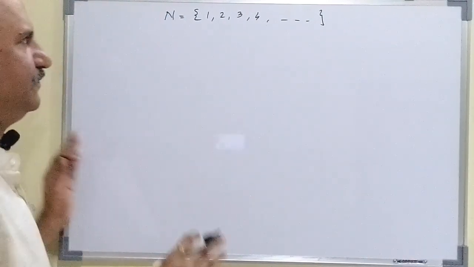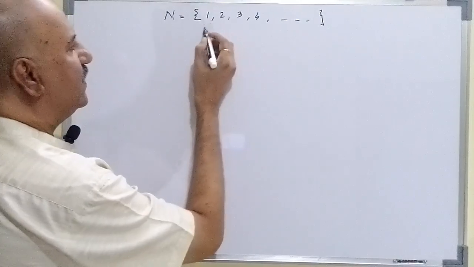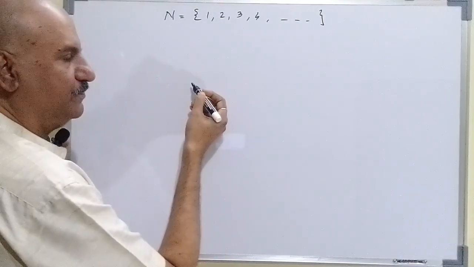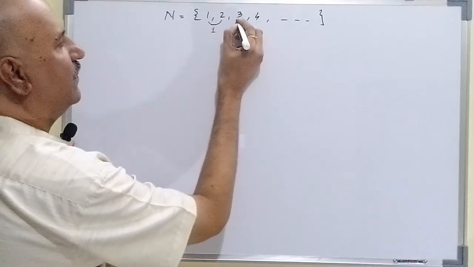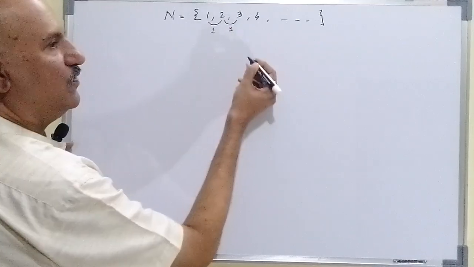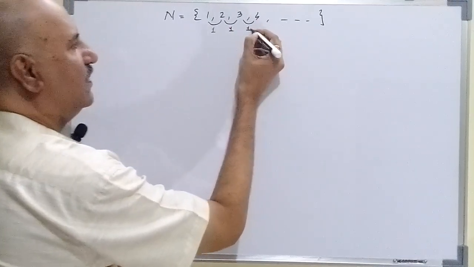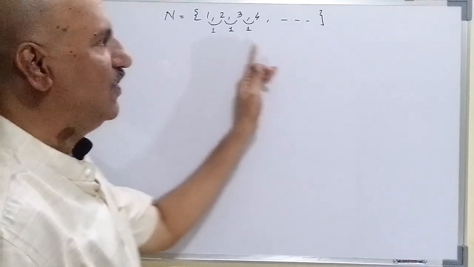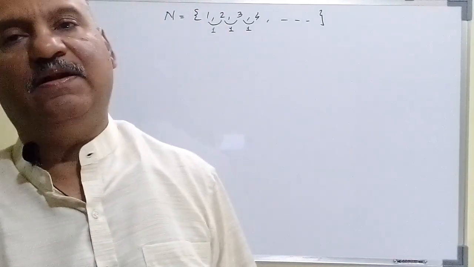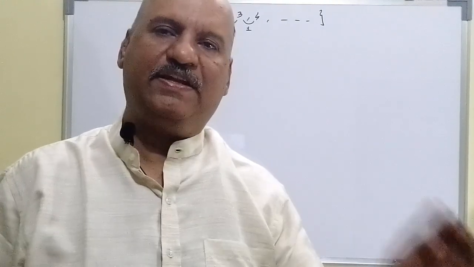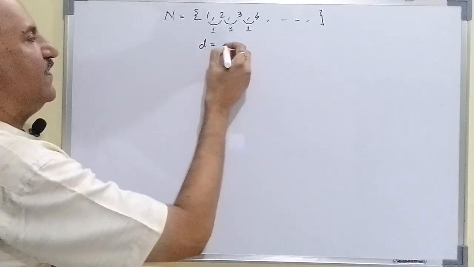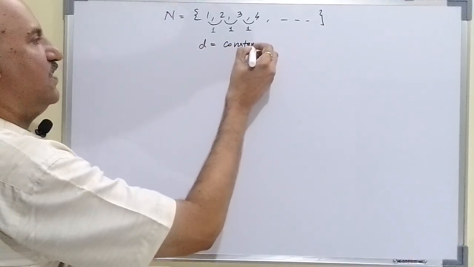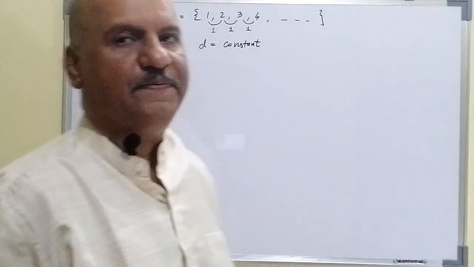Now if you see the difference between these, the difference is 2 minus 1, 1. 3 minus 2, 1. 4 minus 3, 1. So we can say all these numbers have a common difference. If the common difference, which you represent using capital D, is constant, then we say the given sequence is AP.